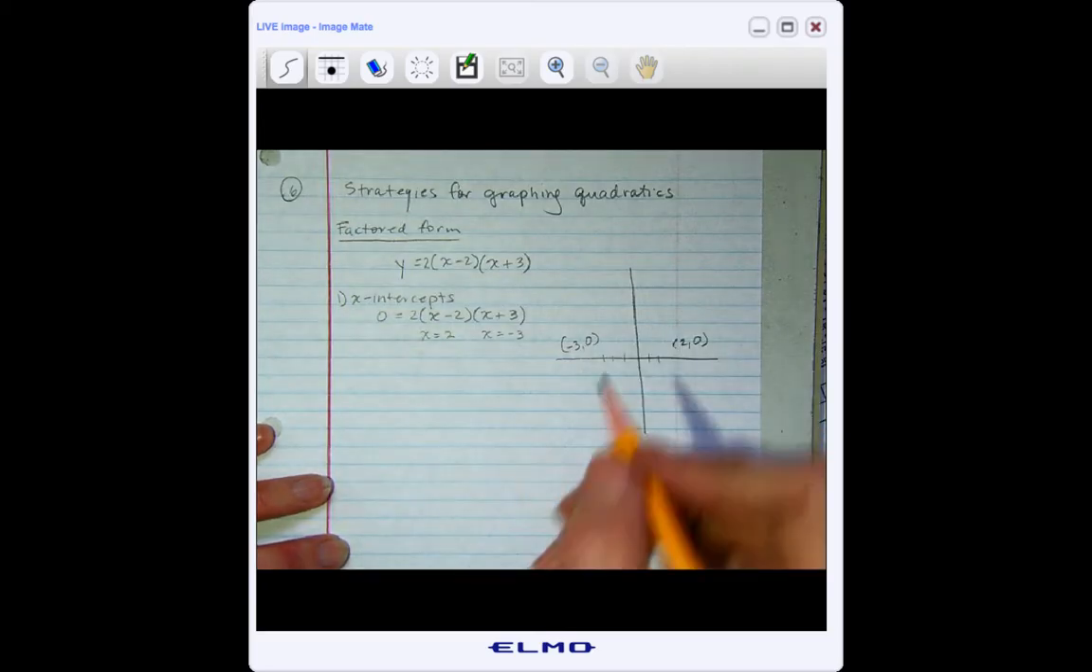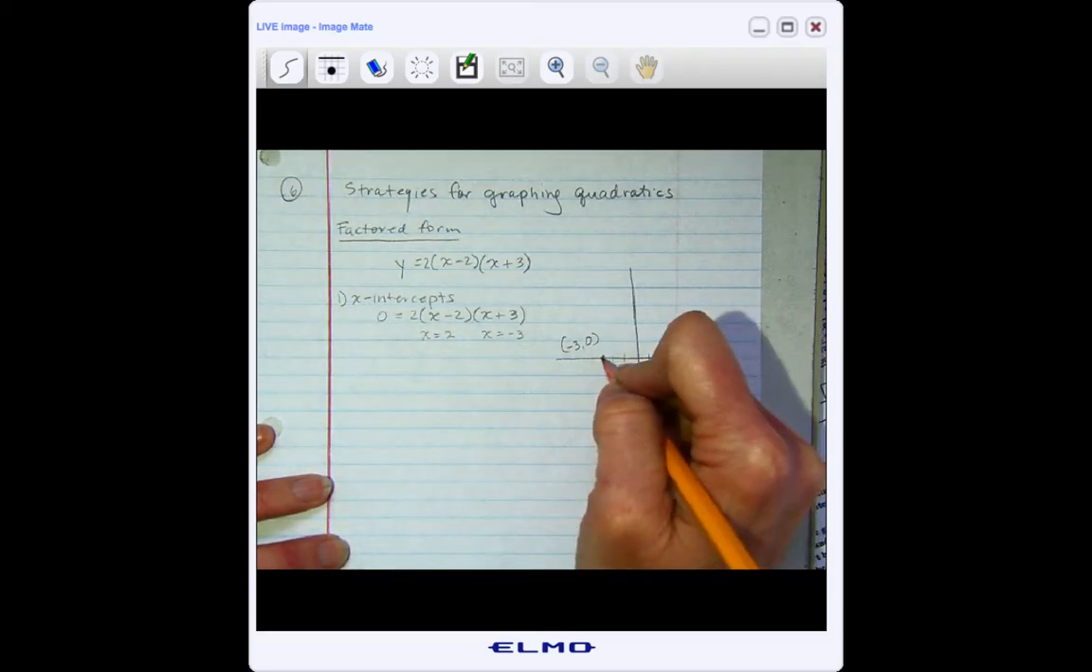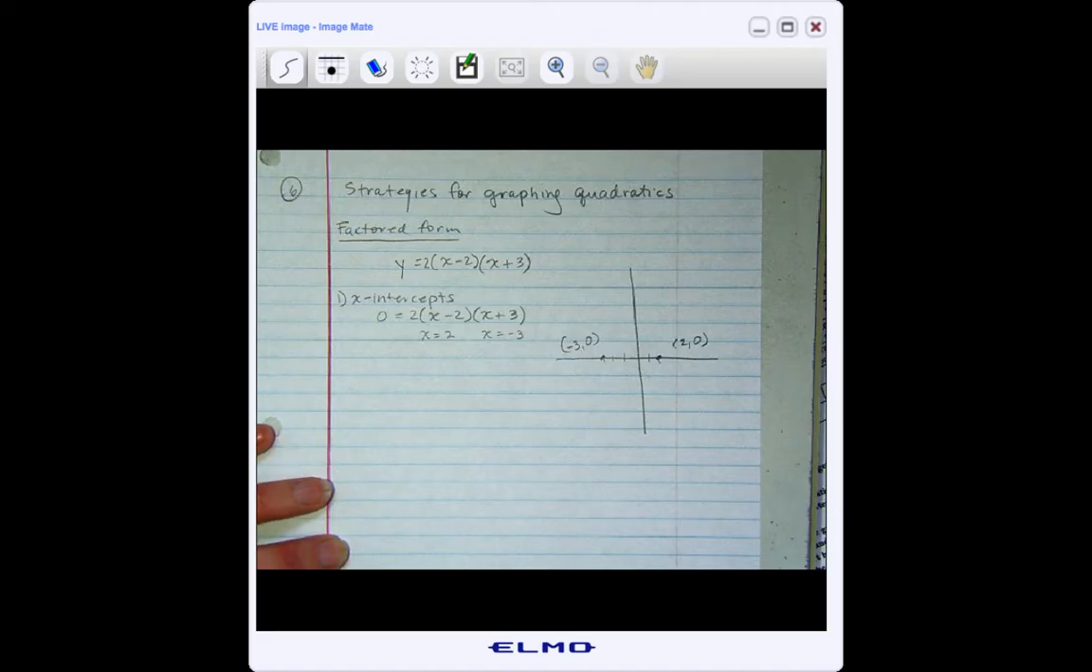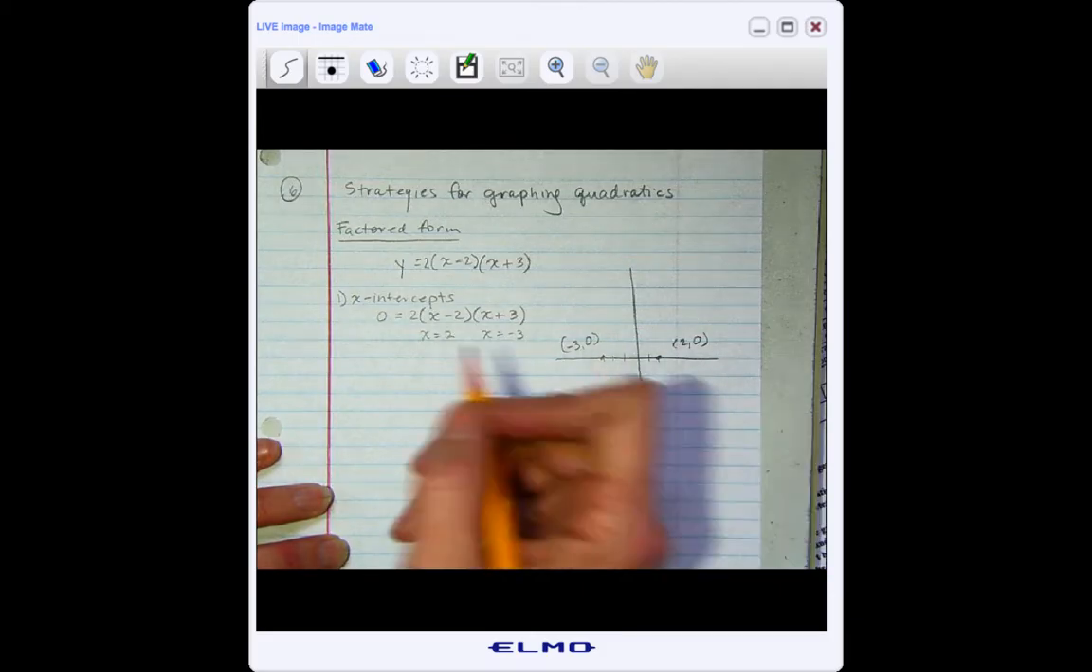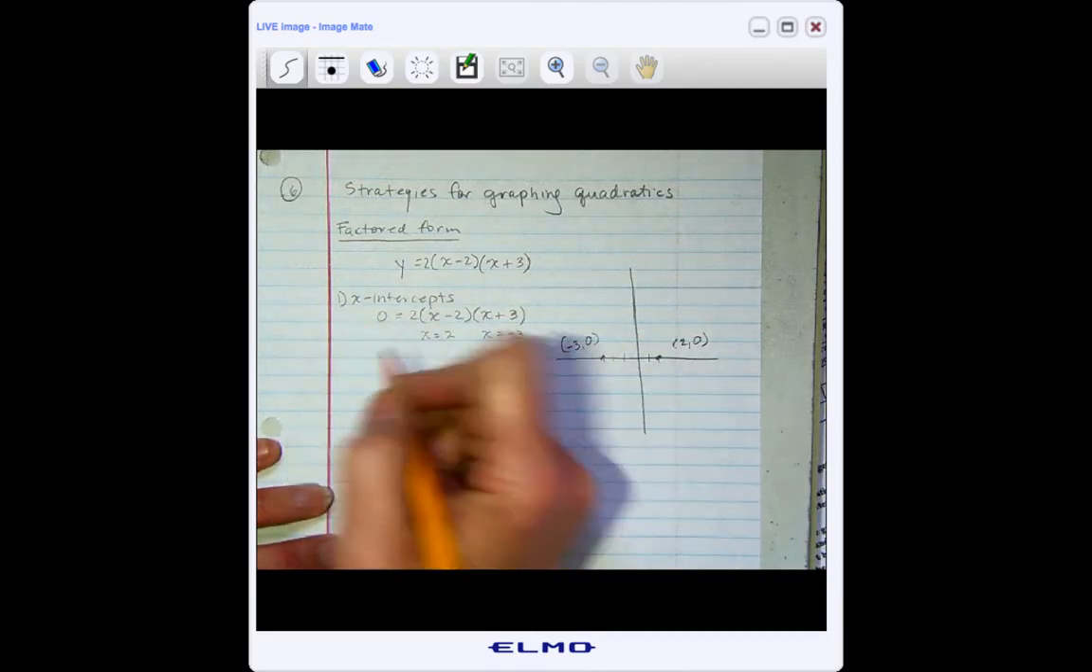Is that enough to make a graph? No, because I don't even know if it's going to open up or down or what. So I need more information. All right, so the next thing that I might want to find is my line of symmetry.